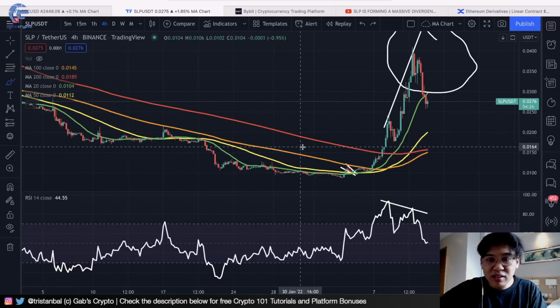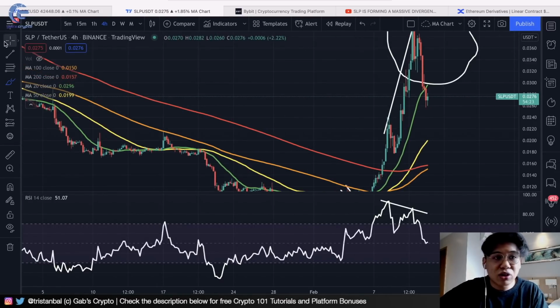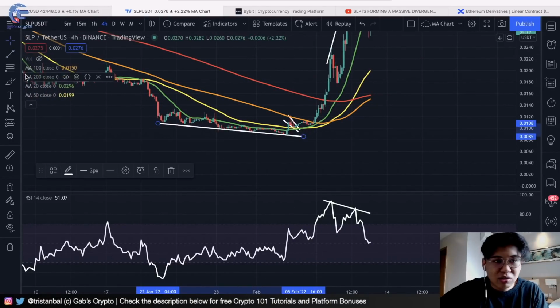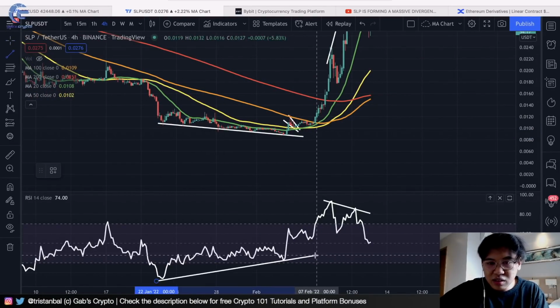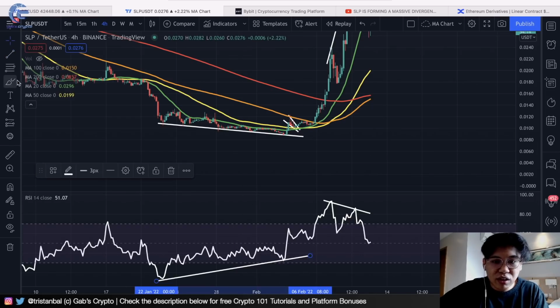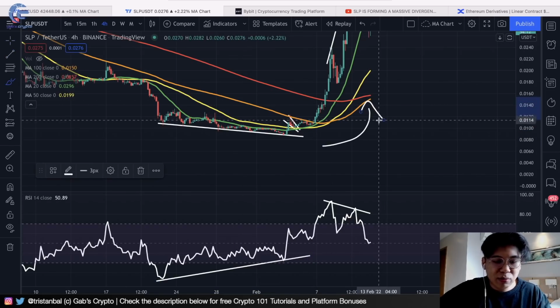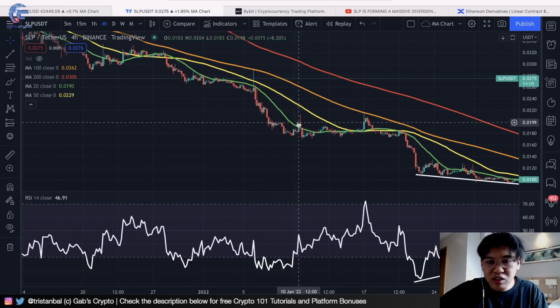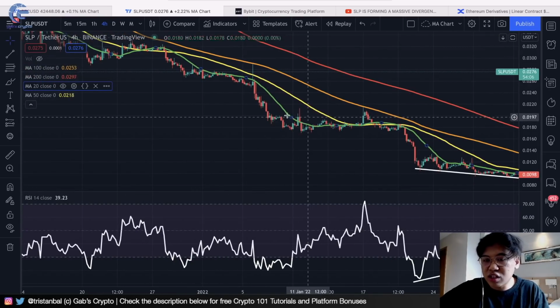And diba, tingnan nyo to, guys. The reason why nag-pump si SLP noon is, if you're going to look at this, meron din tayong declining price while the RSI is increasing. So as you can see, that is a sign of a bullish trend reversal. And if you're going to look at the previous movements dito kay SLP, ang nagiging problem kasi noon is hindi tayo nagkakaroon ng bullish trend reversal indicators.